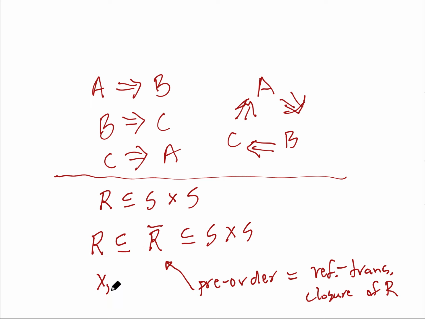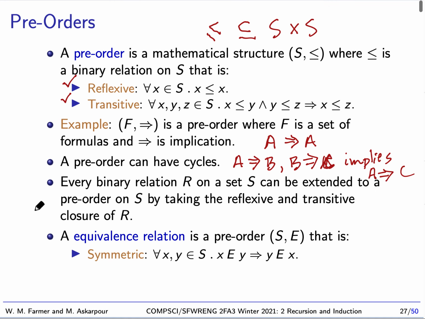We'd add those to R. Okay, so every binary relation can be extended to a preorder. So the idea of a preorder is a pretty basic idea. Another important notion is the notion of an equivalence relation.